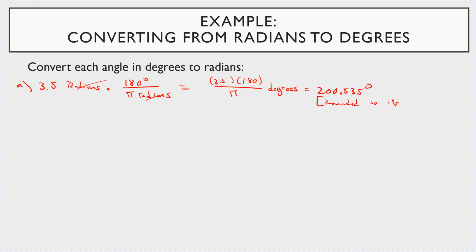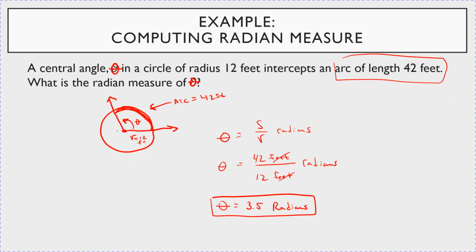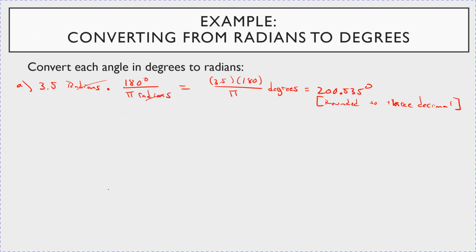And again, rounded to 3 decimal. So going back here, I drew this angle wrong, just so we're clear. It would have looked really like this. But that's roughly what it would look like in reality. Okay, anyways, let's just do another one here. Let's convert this one.